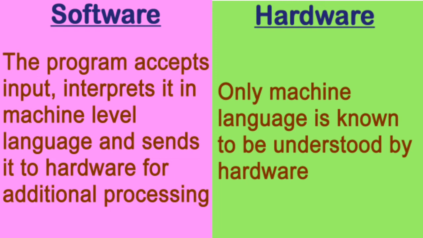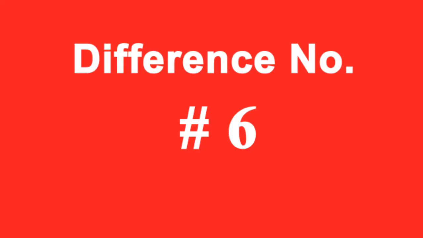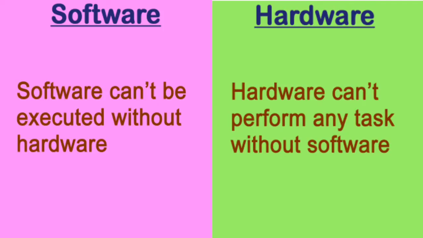Software. The program accepts input, interprets it in machine-level language, and sends it to hardware for additional processing. Hardware. Only machine language is known to be understood by hardware. Software. Software can't be executed without hardware. Hardware. Hardware can't perform any task without software.